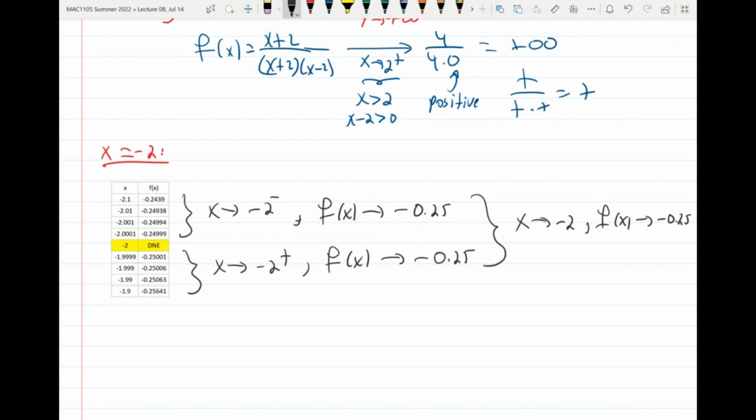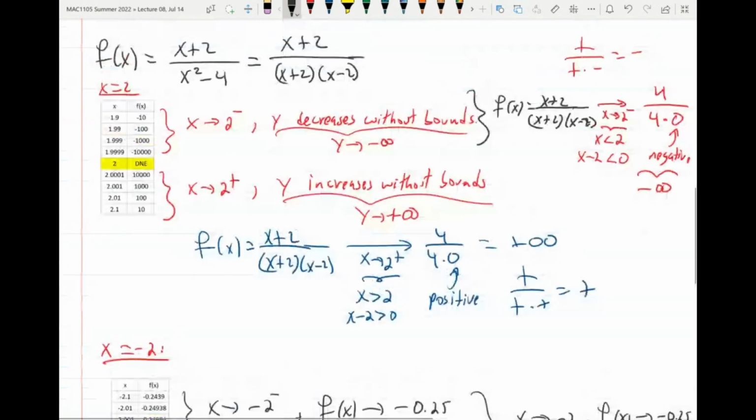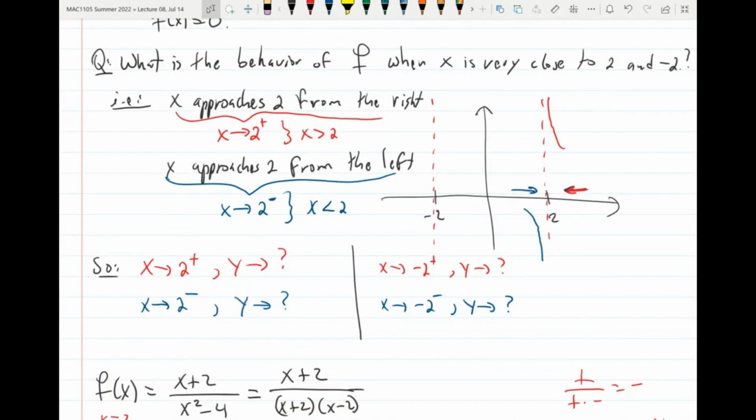So what does that mean about the graph of the function? We still cannot plug in -2, but if you're close to -2, then the function is getting close to -0.25. So what do you think is going to happen at that point? Our graph has to get close to this point, regardless. So what should we have in there?